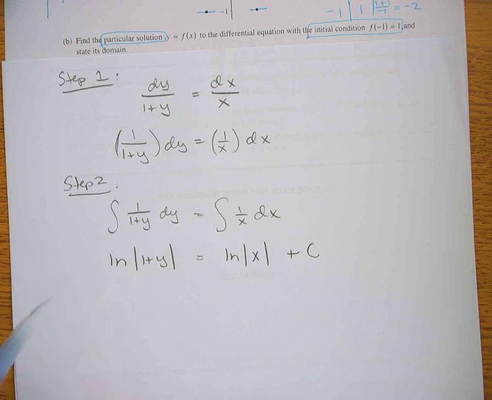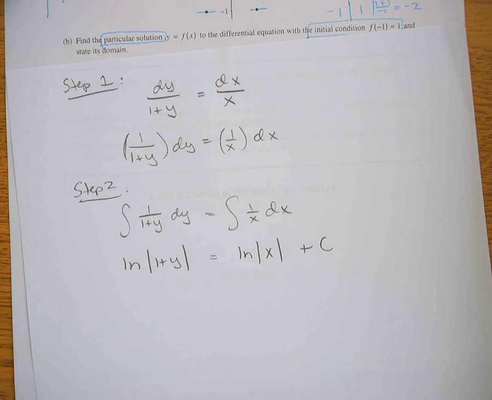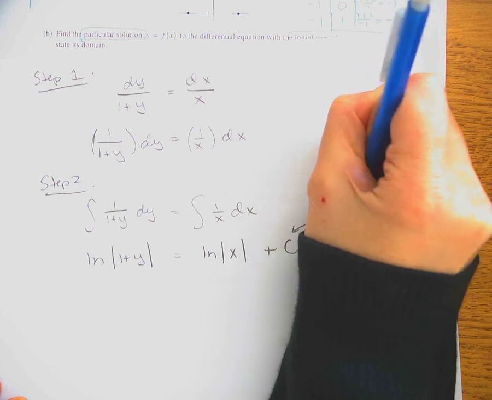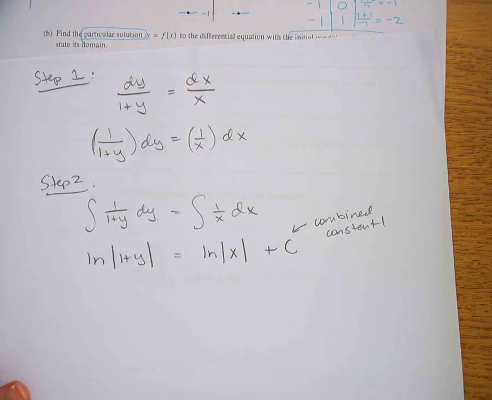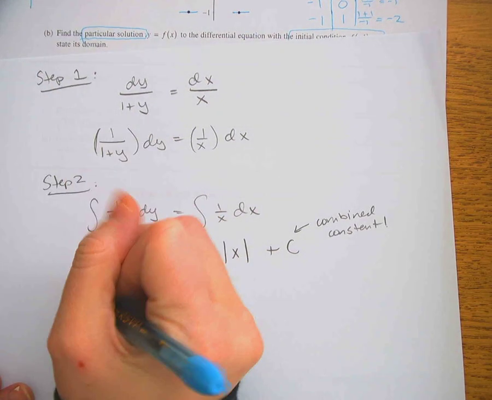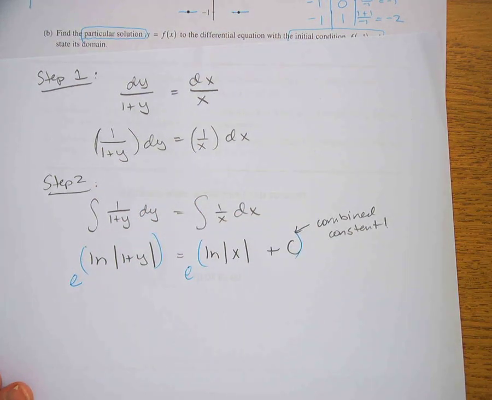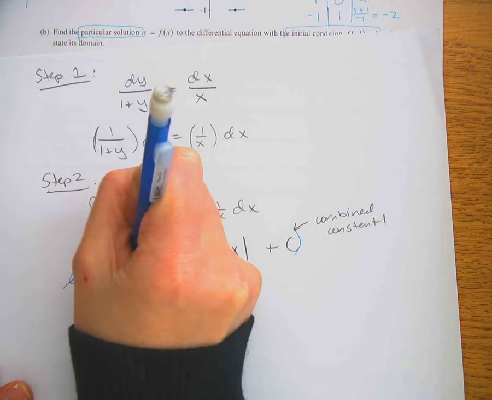The main idea for right now is to understand that we're taking the antiderivative of both sides. And this c right here is a combined constant. Okay, then I want to plug in my initial condition. Oh, wait, no, sorry. I need to get rid of the ln's, because I want to solve for y eventually. So I'm going to raise both sides, I'm going to do e raised to both sides. This is kind of a unique situation because I need to get rid of the ln's. So those cancel out, and I have absolute value of 1 plus y.